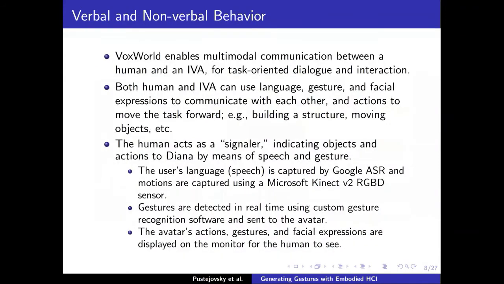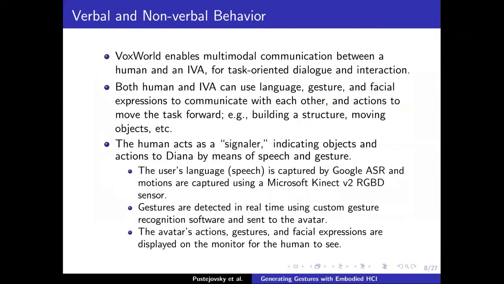What we'll do is describe verbal and nonverbal behavior. So VoxWorld enables multimodal communication between a human and an IVA, particularly for task-oriented dialogues. Human and IVA can use language, gesture, and facial expressions to communicate with each other. The human acts as a signaler, indicating objects and actions to the IVA, Diana, by means of speech and gesture.